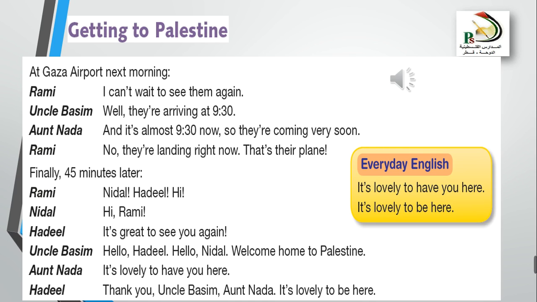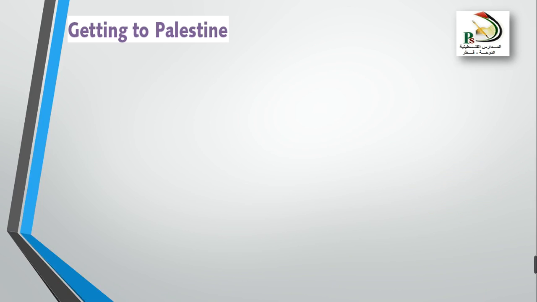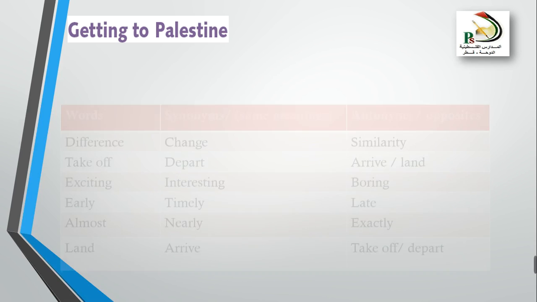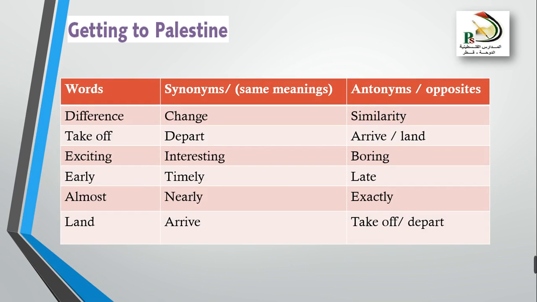And we don't forget everyday English. It's lovely to have you here, and it's lovely to be here. Now also we need to focus on some new words here in our part of the lesson. Almost, what is the opposite of almost, and what is the same meaning, the synonym of almost? Also we have landing, what is the opposite, what is the same meaning or synonym? And here we have the words.